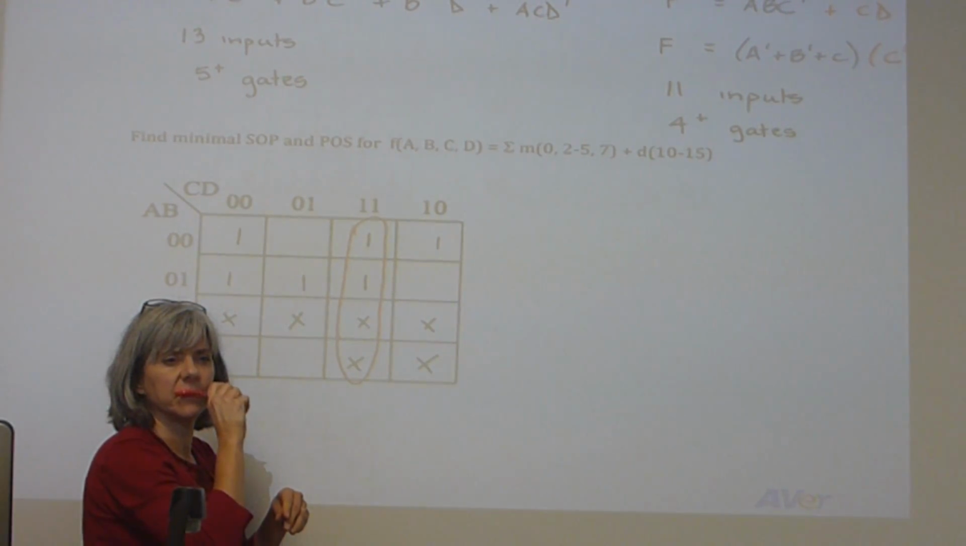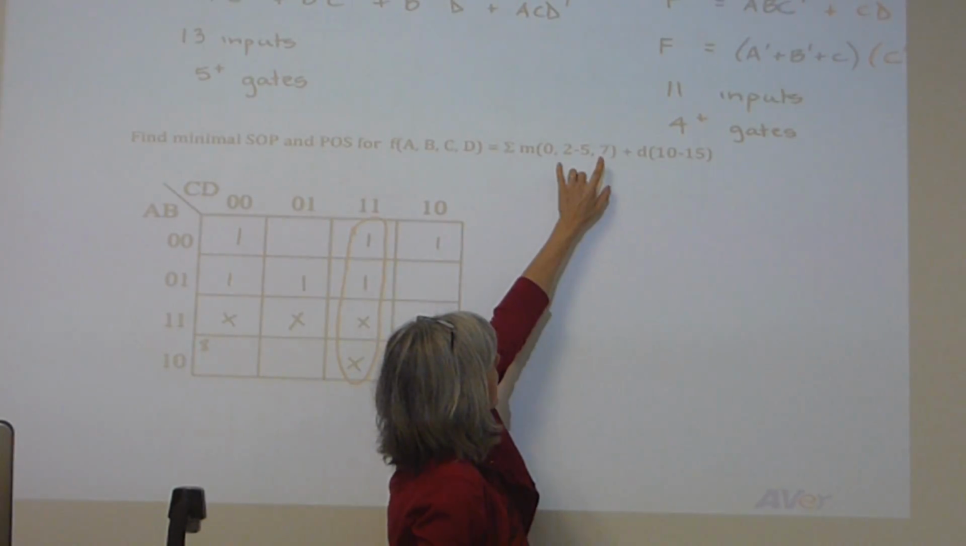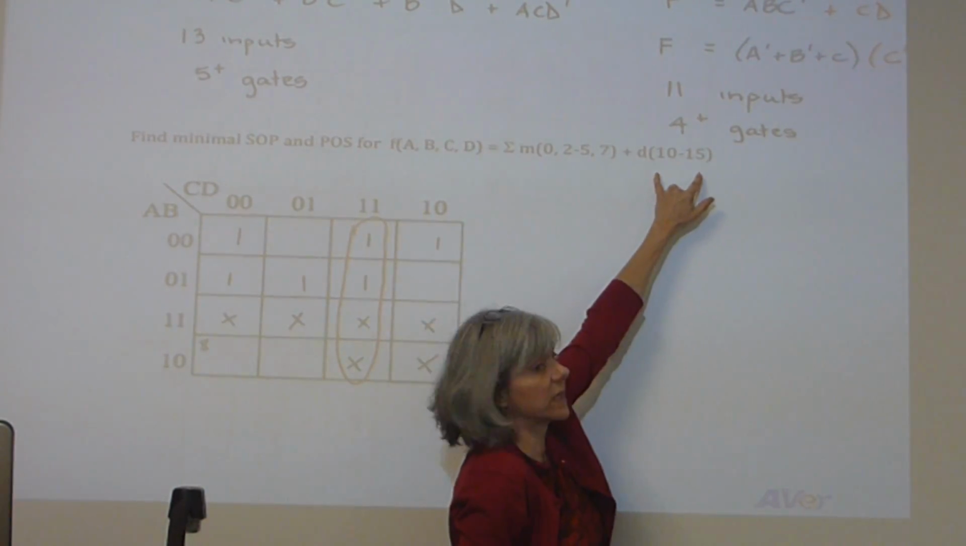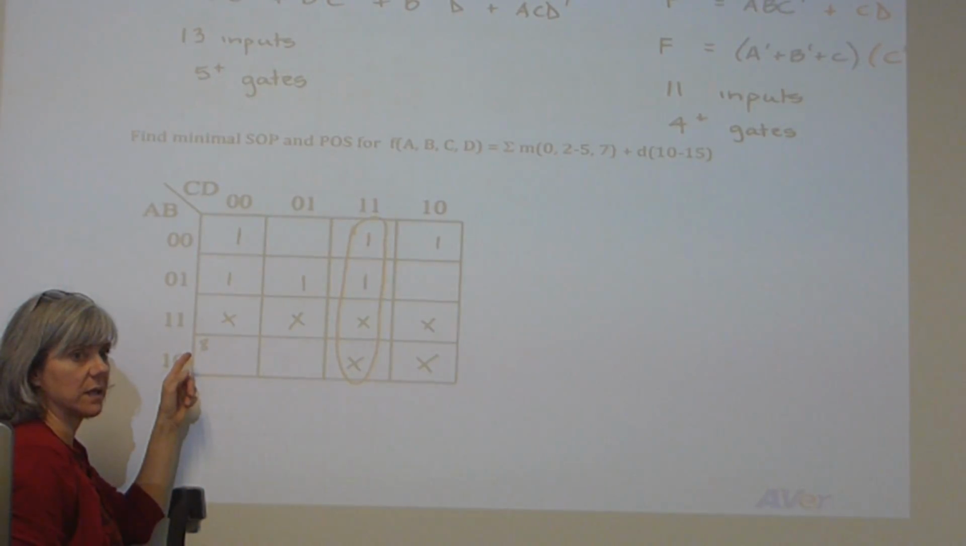Why were 8 and 9 not don't cares? Are they just not in the range that we were given? Right, they were not 1s, and they were not don't cares. I just put an 8 there to remind us where 8 is, so we don't forget to skip.